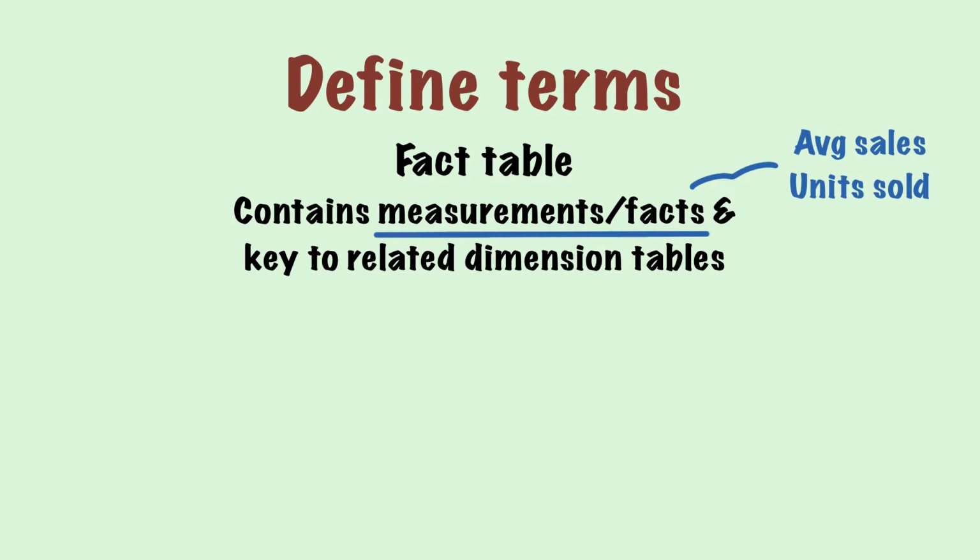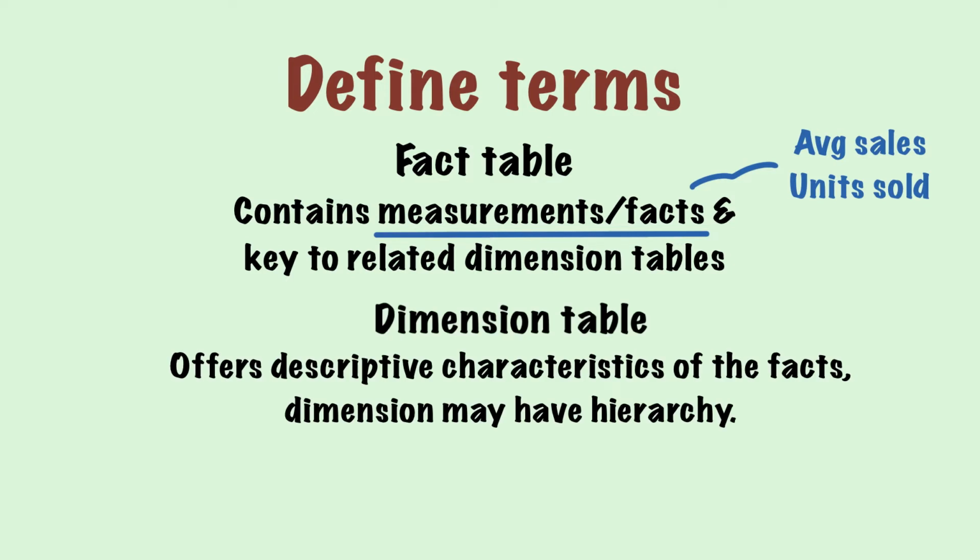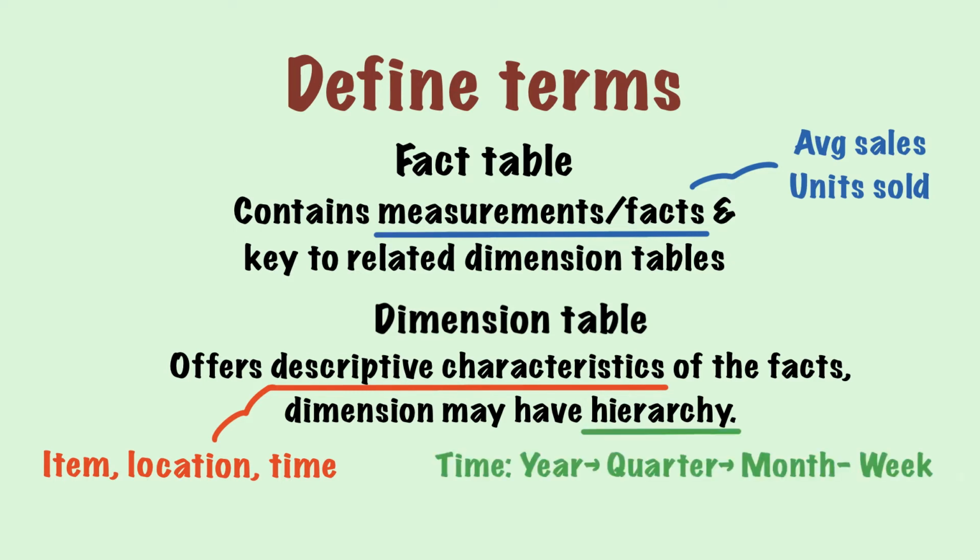But what is dimension table? Dimension table offers descriptive characteristics of the facts, and its dimensions may have hierarchy. To elaborate, item, location, and time may require some descriptive detail. For instance, when is an item produced, the price of it, date of production. This kind of information is stored in a separate dimension table. Further, dimension may have hierarchy. Time can be expressed in different units, such as year, quarter, month, and week, and there is a hierarchy among these values. In this case, the hierarchy is defined by the length of time.